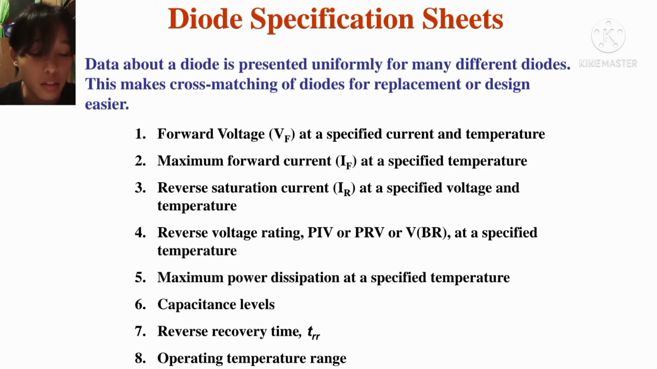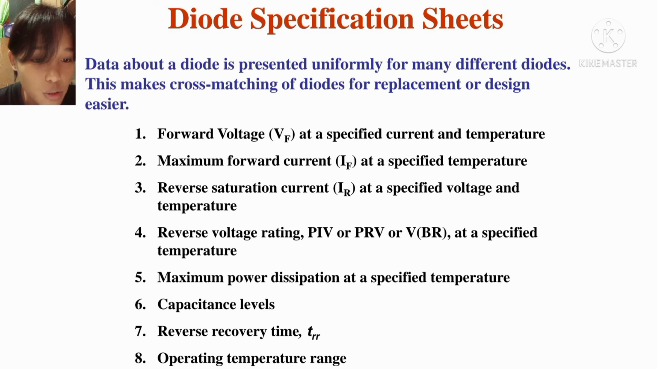Now here we are at the diode specification sheets. Data about the diode is presented uniformly for many different diodes. This makes cross-matching of diodes for replacement or design easier. So we have here, number 1, the forward voltage at a specified current and temperature. Number 2, maximum forward current at a specified temperature. So, ito na yung mga topic natin kanina.